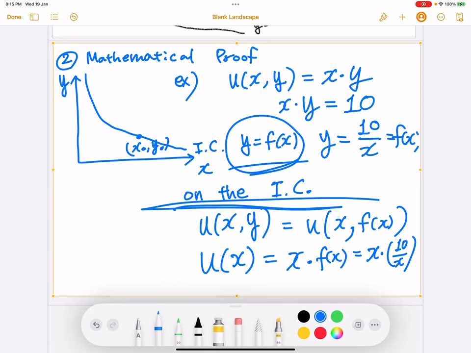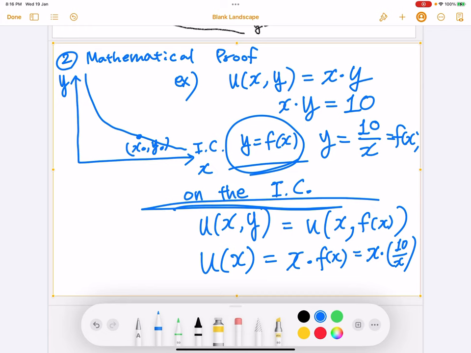So if you are on the indifference curve and you want to represent the utility level using the utility function x times y, you substitute y equal to your indifference curve function f(x), then it becomes x times 10 over x. It's a one variable function. Of course, x will be cancelled, because your utility level on your indifference curve will always give you utility level 10. But anyway, you can represent your utility function in terms of one variable function if you are on the indifference curve.